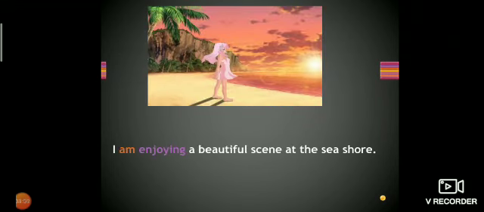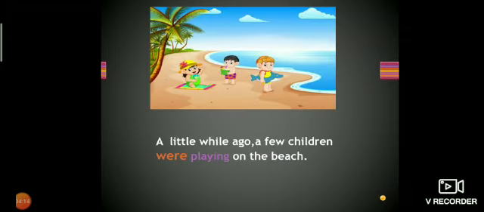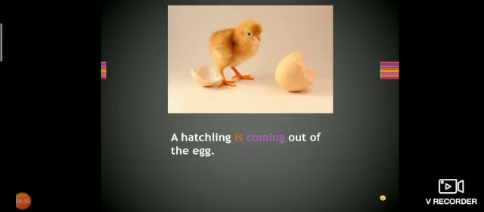I am enjoying a beautiful scene at the seashore. Many seagulls are flying over at the seashore. A little while ago, a few children were playing on the beach. Some time back, the chick of a seagull was flapping its wings. A hatchling is coming out of the egg.